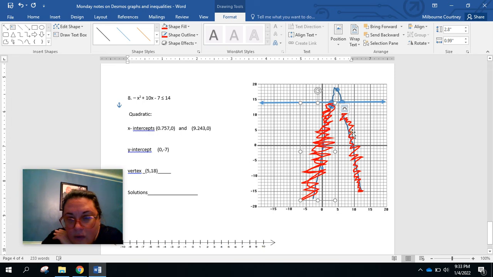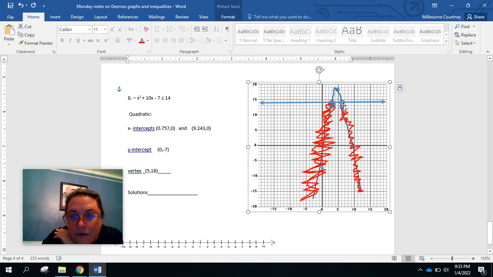Okay, so notice there are 2 separate pieces here. They are not connected at all. There's this piece that goes down to the left, and there's this piece that goes down to the right. And what that means is that we're going to have 2 separate solutions on our number line and 2 separate solutions symbolically.